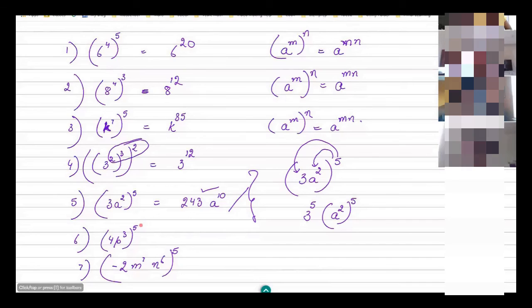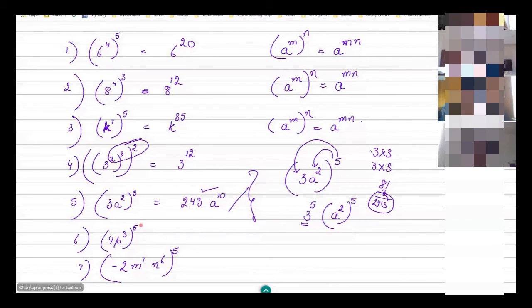Remember, in my last sheet also, I told you, whenever there is a bracket and on top of the bracket there is one power, that power gets allocated to all the terms inside the bracket. Okay, so now he has done 3 times 3 times 5. That means 3 times 3 is 9, 3 times 3 is 9, 9 times 9 is 81, 81 times 3 is 243. So this is how he got the answer 243, because he multiplied 3 five times.